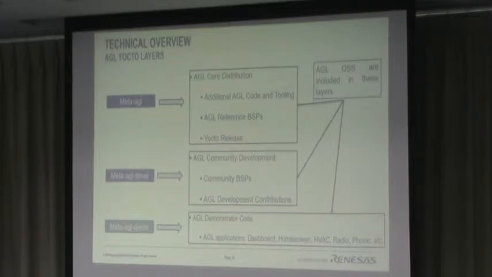The AGL Yocto layers, for example meta-agl-core and meta-agl-devel, include all the AGL service recipes, and meta-agl-demo includes some of the AGL applications, for example, radio, phone, and more.